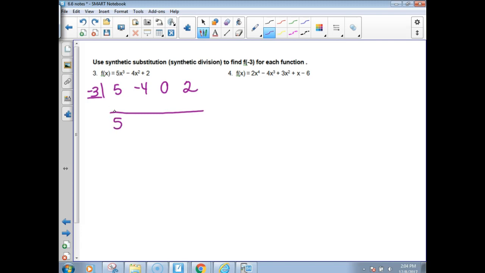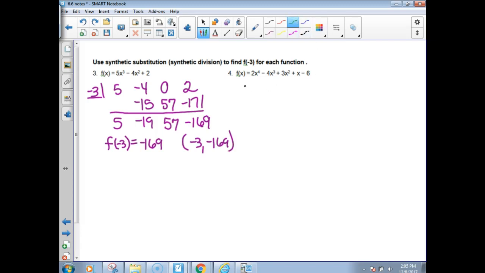Drop down the 5 and start multiplying. Negative 15, add vertically, negative 19. Negative 3 times negative 19, 57. Add vertically, and then what's negative 3 times 57? Negative 171. I do a lot of practice in my head, no big deal. Negative 169. All right, and so that means the f of negative 3 was negative 169. And of course, that's the point. Negative 3, negative 169.